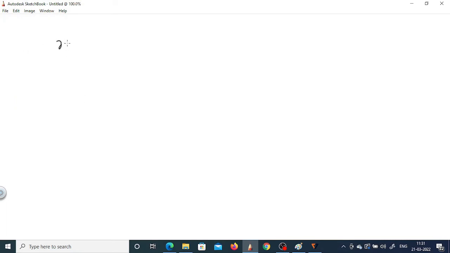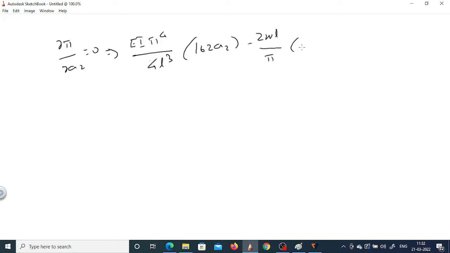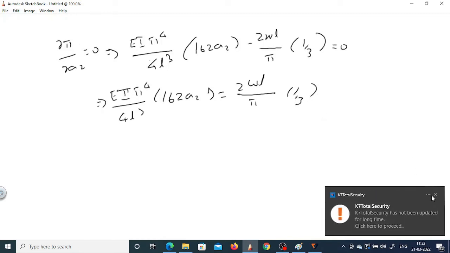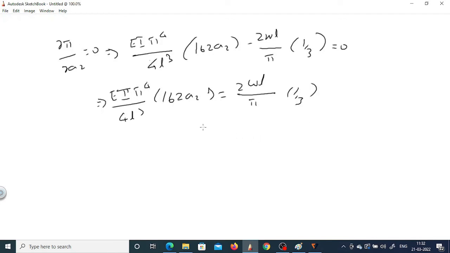What about A2? Yes, in the equation the second condition is dou phi by dou A2, which is also equal to 0. So the term EI pi power 4 divided by 4L cube available into 162 A2 minus 2WL divided by pi into 1 by 3 is equal to 0. I differentiate the terms with respect to A2 so that I got this. After that, this term can be written as EI pi power 4 divided by 4L cube into 162 A2, which is equal to 2WL divided by pi into 1 by 3. Okay, next, from this we can identify A2.